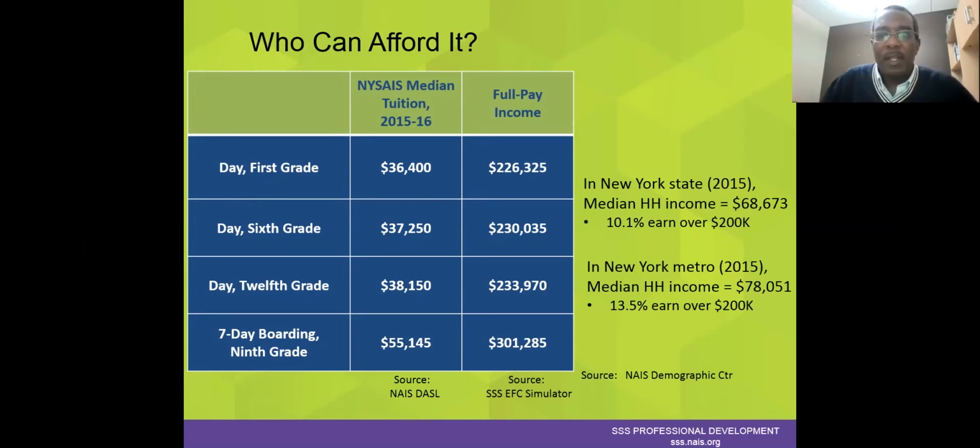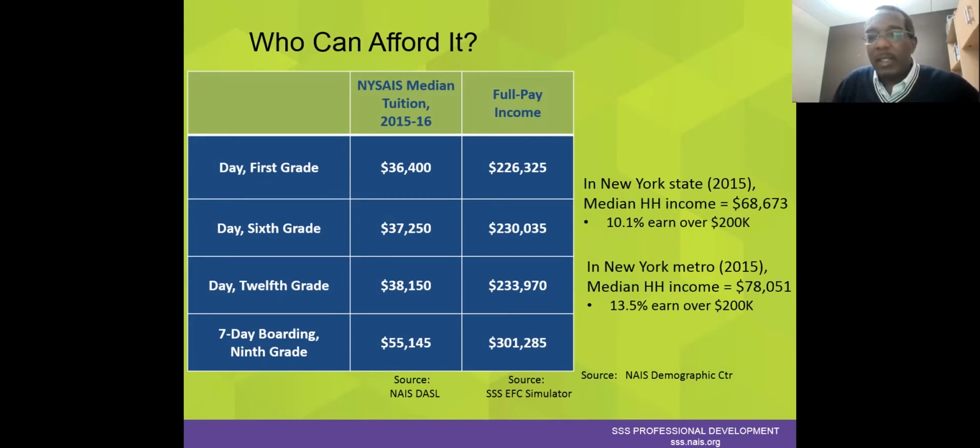So from there, you can start, and then it can go all the way up to the $55,000 median. Boarding school tuition for ninth grade would require over $300,000 of income to be full pay. The reason that's important from an affordability conversation is that, based on that information, we know it takes $225,000 to $300,000 to pay some of these tuitions. How many people in our area actually earn that much money? And what is the median income in these areas?